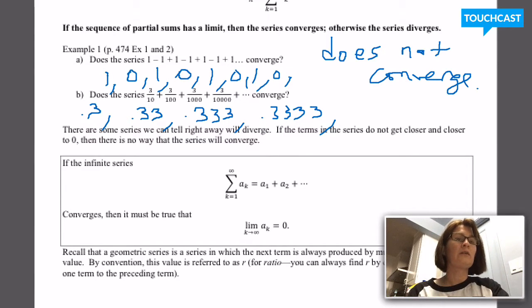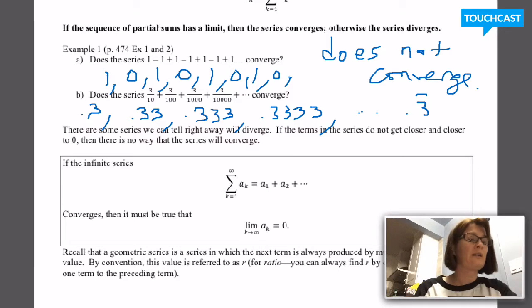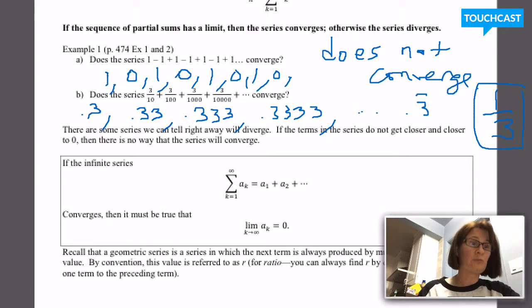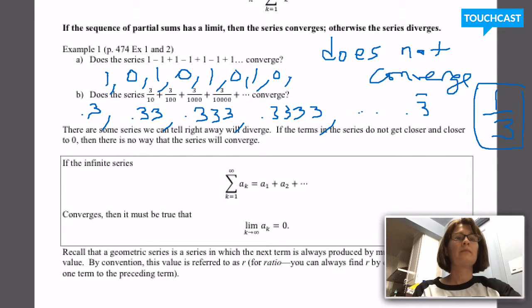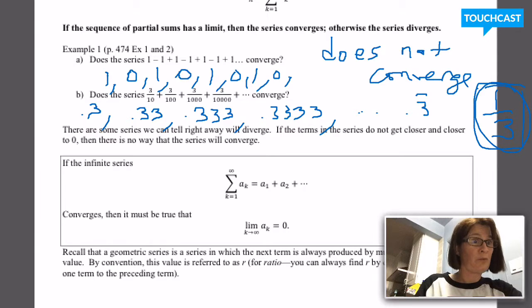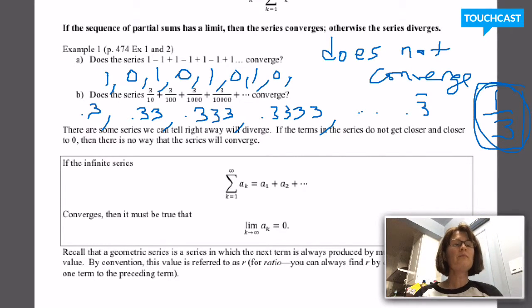And I think we can all agree that we are approaching 0.3 with a bar over it, and we know that that is equal to 1/3. So if I could name some value that my sequence of partial sums is approaching, then the series converges. So this series does converge. It converges to 1/3. We're going to learn more about this series in a second.